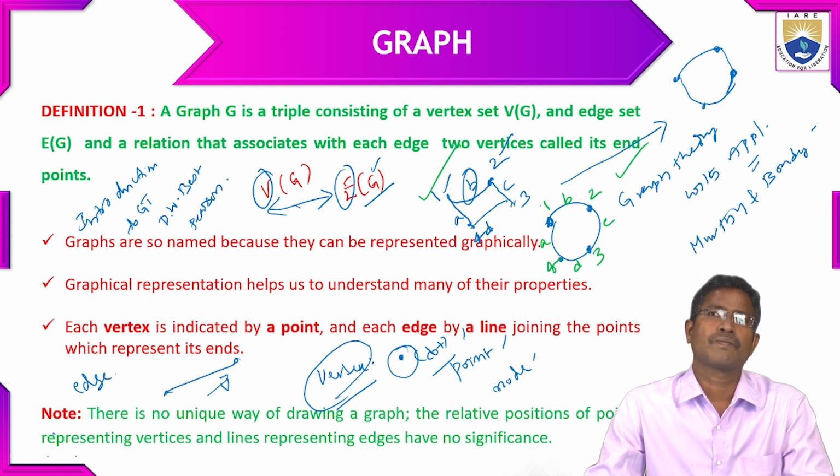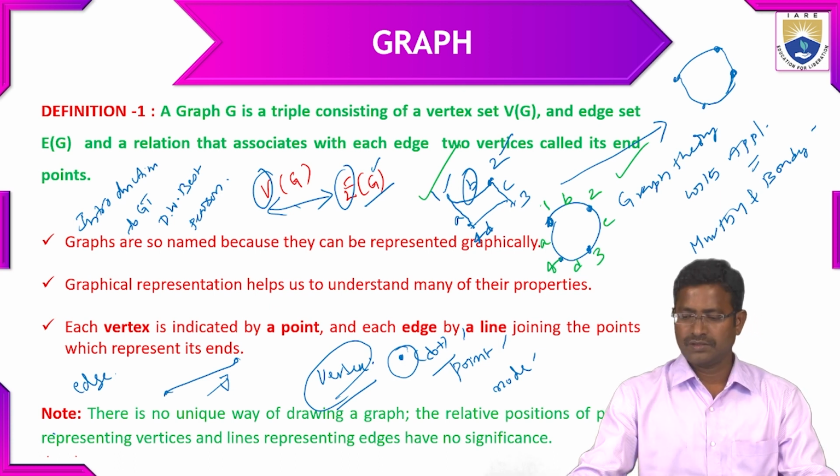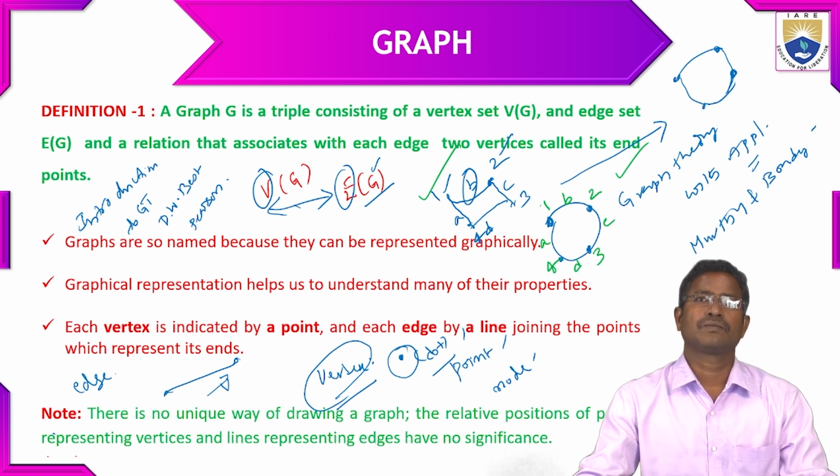Or you can say that the edge A is connecting the vertices 1 and 4, right? So this is how we can understand the graph, right? Now it is clear, I hope, to everyone.